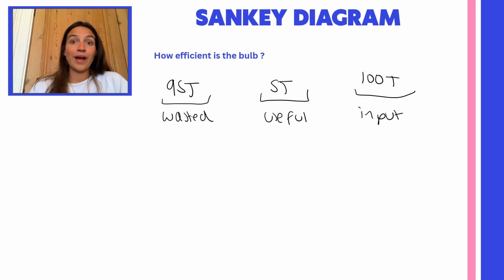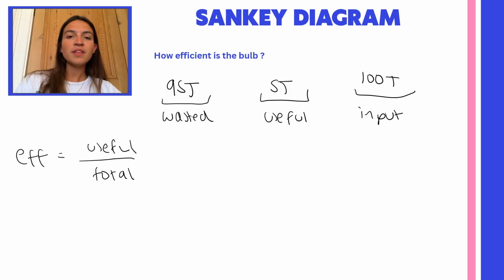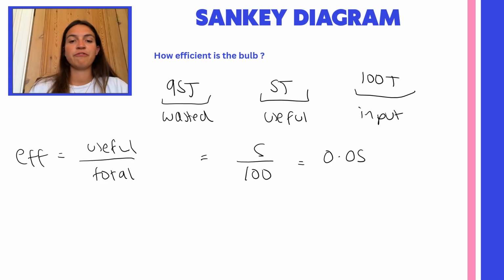So as always, first things first, we just need our equation. Efficiency is my useful energy divided by the total energy. So that is 5 divided by 100. Remember, my input energy and my total energy are the same thing. So that gives me 0.05. And it's fine to leave your efficiency like that, and your efficiency has no units.